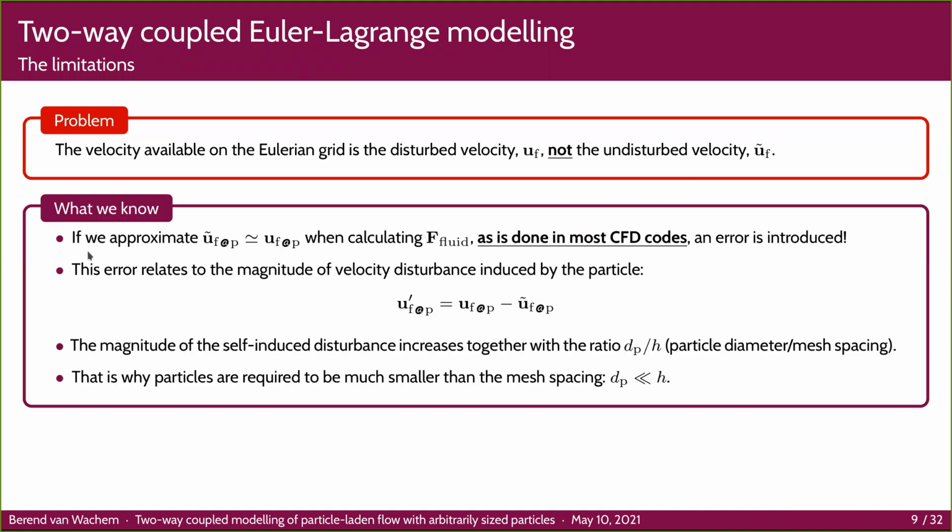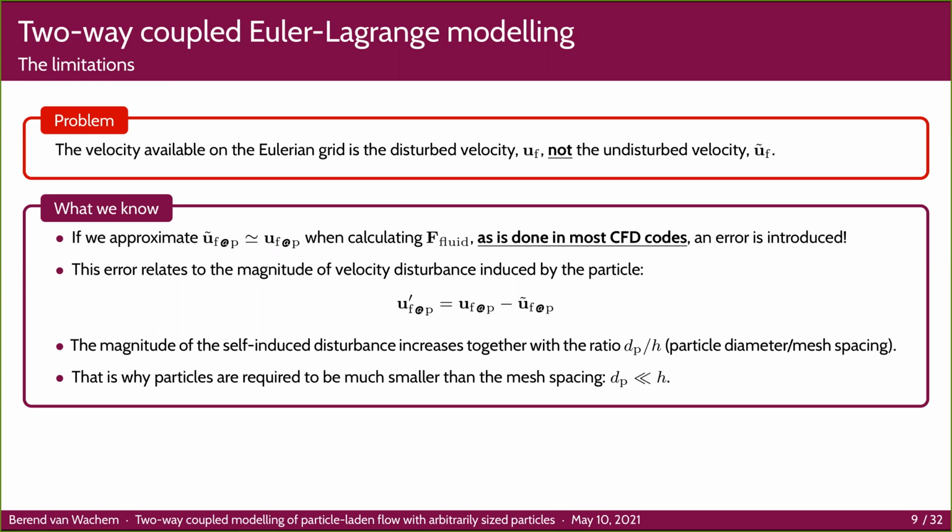Typically what is done in the literature, and I know that every commercial code does this, is they say that the undisturbed fluid velocity, given by u tilde, they take that to be the same as the resolved velocity. So when computing the drag, they say, well, the disturbance will be small. We're just going to take the same velocity as we get from our CFD solver to compute the drag.